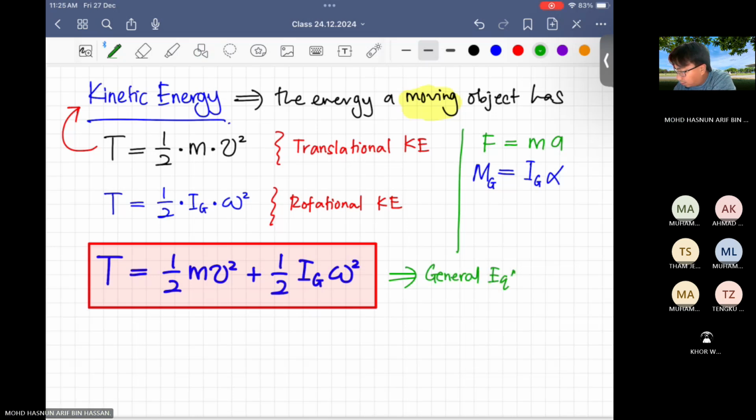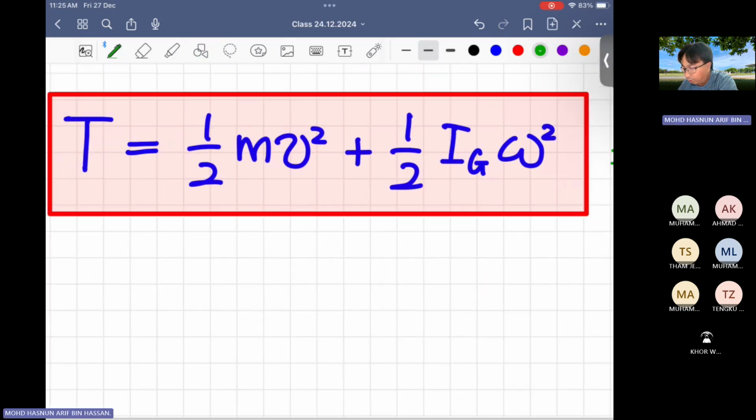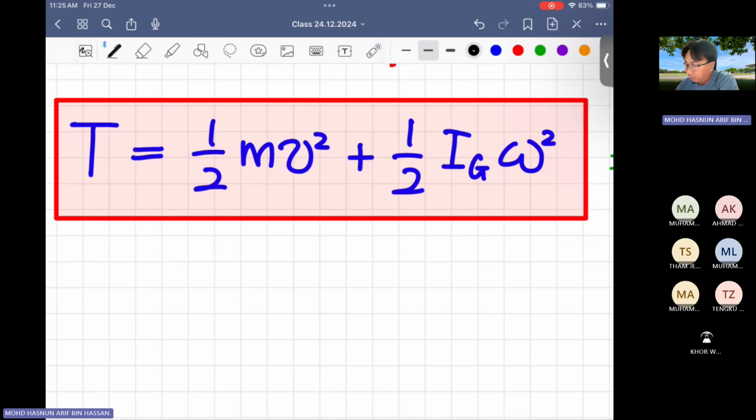Equation of KE, kinetic energy. Okay, let's zoom into here and focus on the types of motion. So let's say first we have translation only. If the motion is translation only, does it have omega? What happened to omega if translation only? Zero. Omega is 0, because there is no rotation. The object is only translation.